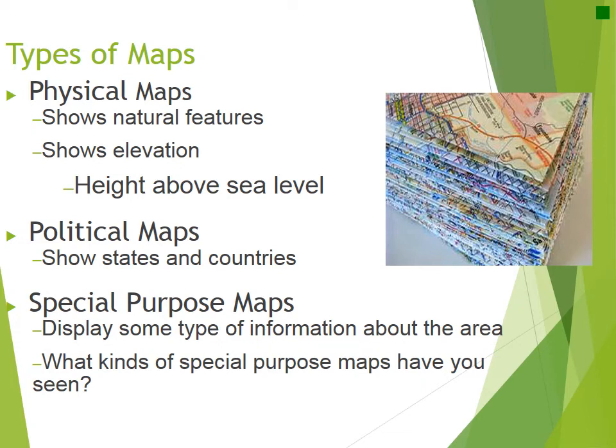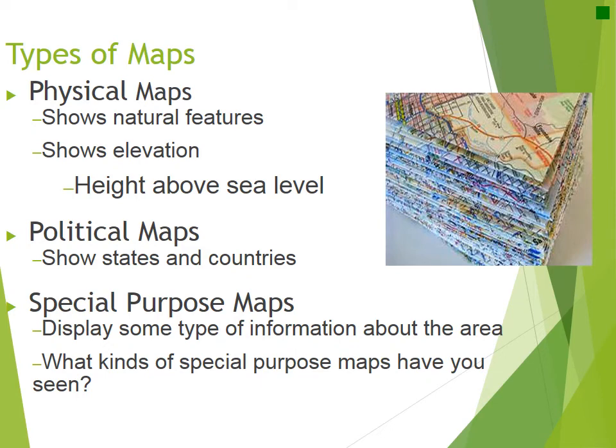So they'll show natural features like mountains and rivers and things like that. Okay, and it also shows you elevation, so how high it is above sea level. And it'll do that often by showing you different colors. So a darker color may be a lower elevation, and a lighter color, closer to red, closer to orange, might be a higher elevation.